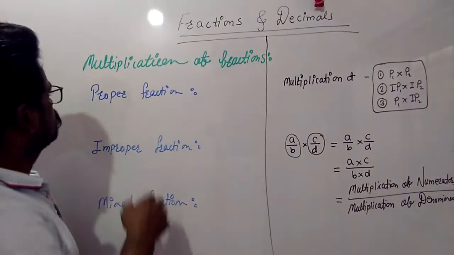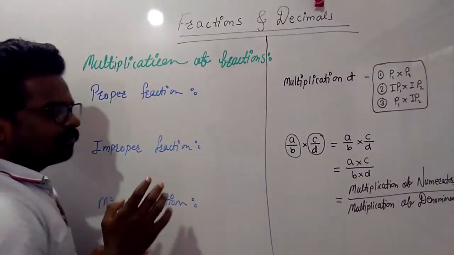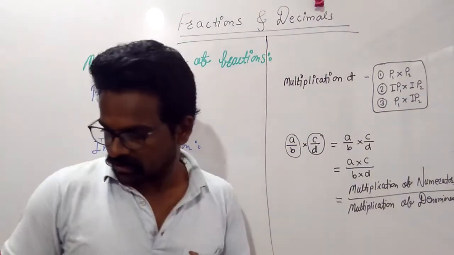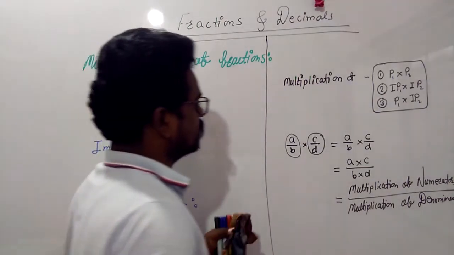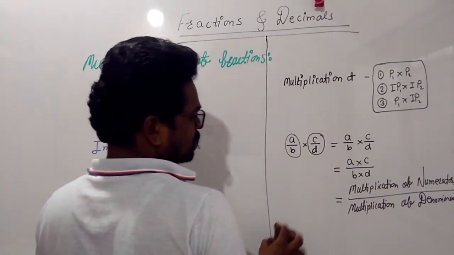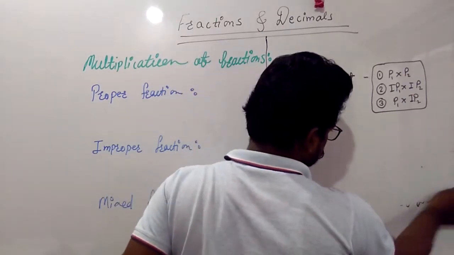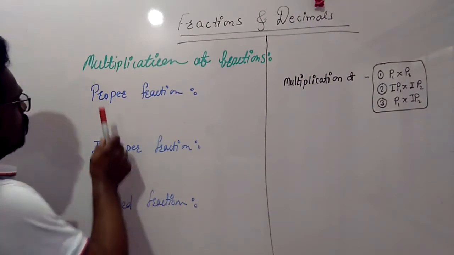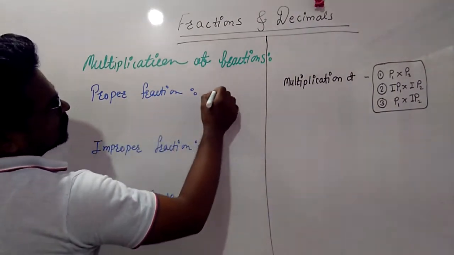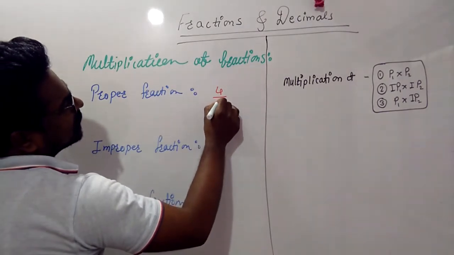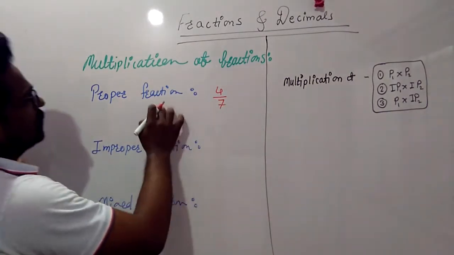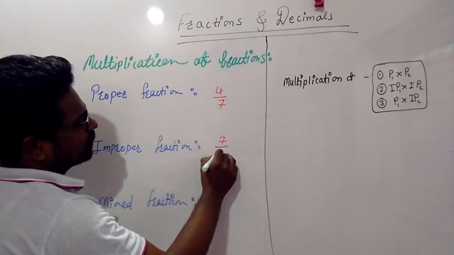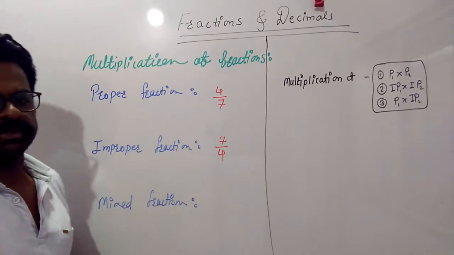Now see, if some proper and improper fractions are there. What are proper fractions and improper fractions? First we will understand that. What is meant by proper fraction and what is meant by improper fraction? Suppose I write here, this 4 by 7 is the example of proper fraction, and this 7 by 4 is the example of improper fraction.